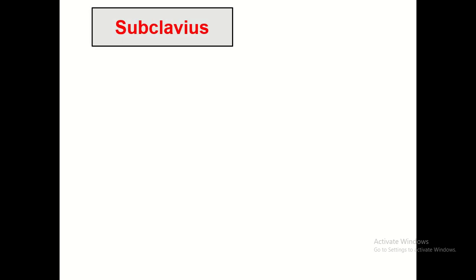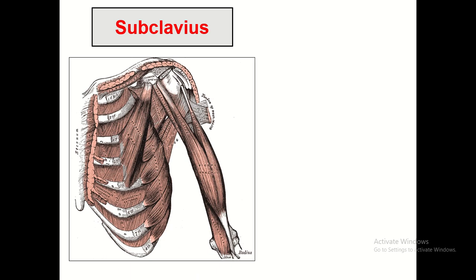Right, let's go to the subclavius. So remember we said the superior border of the clavicle is smooth, but the inferior border of the clavicle is rough because it is a groove for the subclavius muscle, right? So as you can see here, this is your subclavius muscle, and this is your clavicle, right?